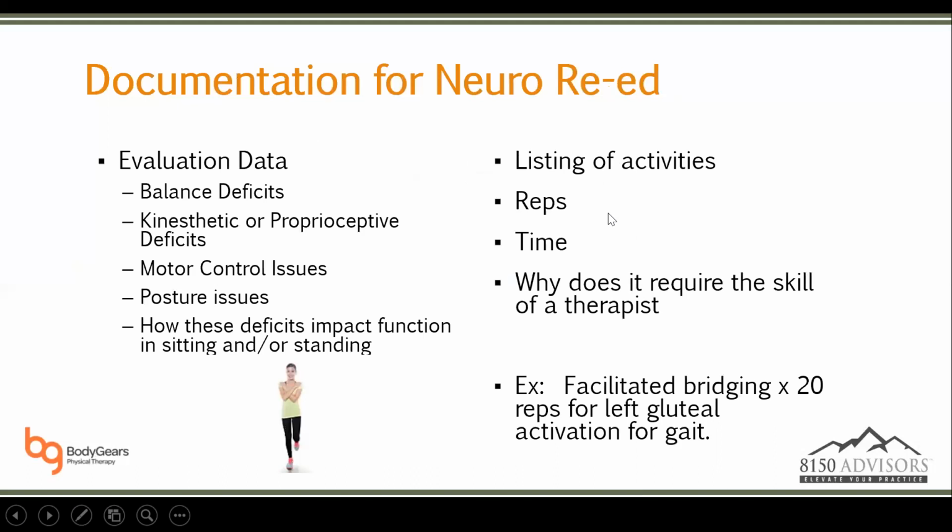When you document the neuro re-ed activities that you're doing, make sure that you describe what you're doing and why that requires the skill of a therapist, how much total time you're spending on that particular code. So for example, you are doing facilitated bridging for left gluteal activation for gait. That would make a reviewer understand that it falls into this code and the therapist's skill is required.